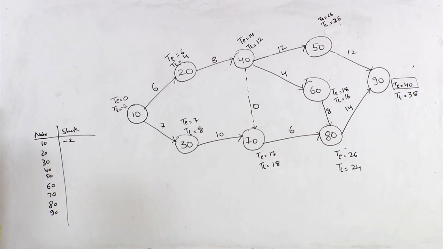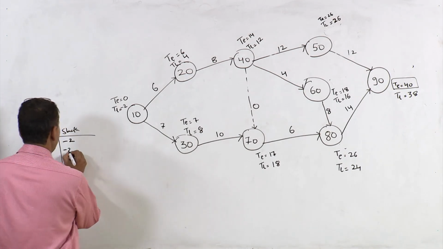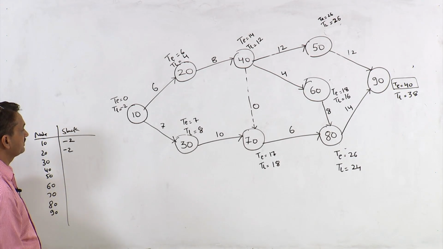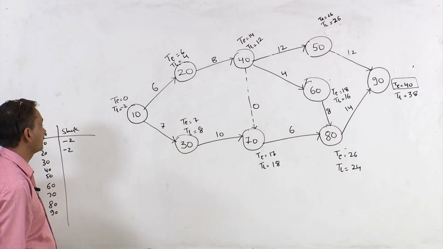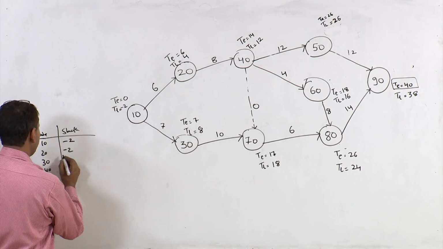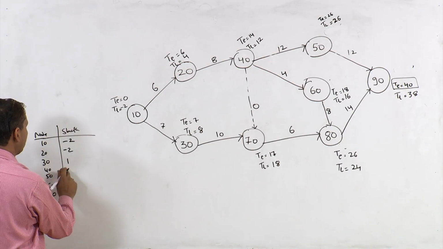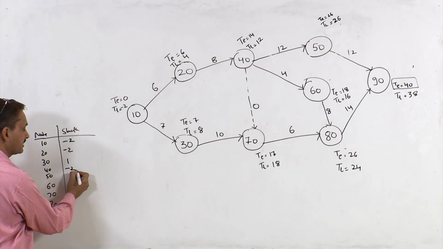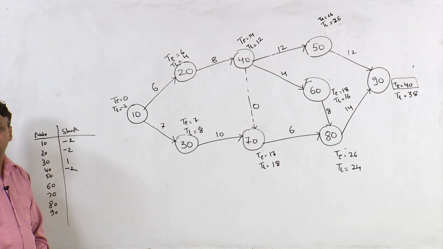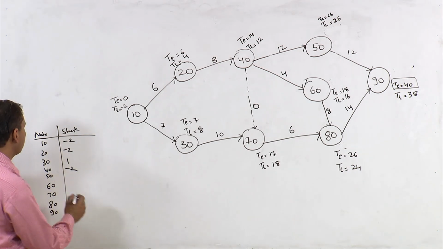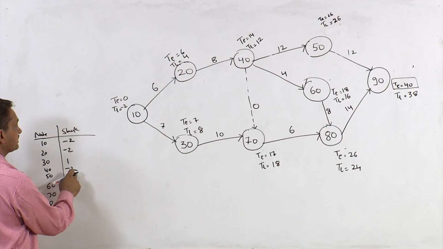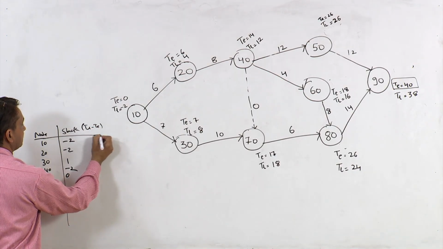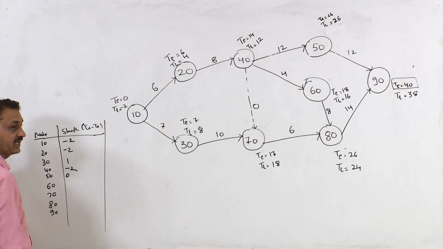So at 20 it is minus 2, at 30 it is plus 1. So this is a plus value. So 8 minus 7 is 1. At 40 it is minus 2, and at 50 it is 0. So it is TL minus TE. This is how you calculate slacks.